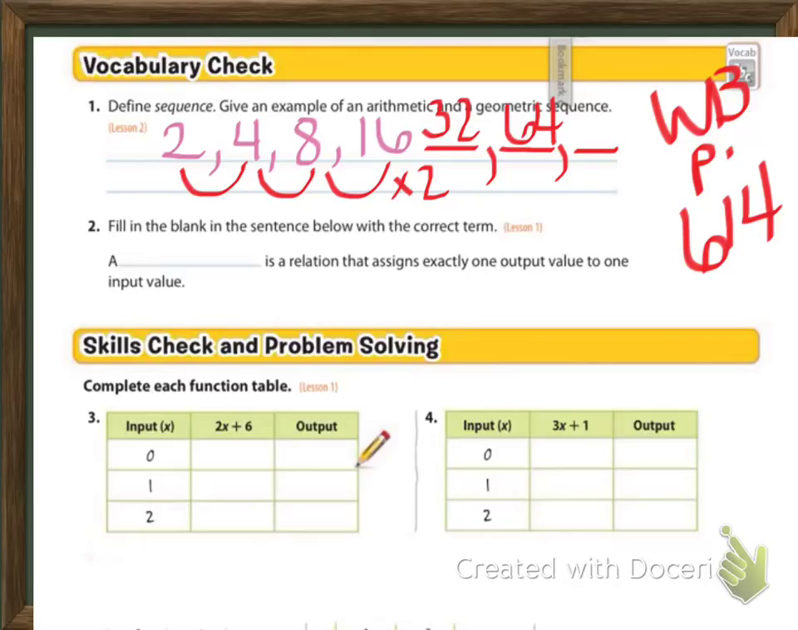Okay? Moving on to number 2. Fill in the blank. This goes back to lesson 1. What is the relation that assigns exactly one output value to one input value? And the answer to that would be a function.